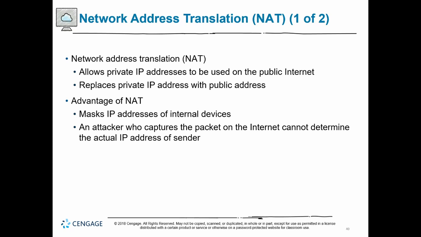Essentially, you have one public IP address, which will be the address that it looks like you're talking from, and everyone in your network will have a private IP address. No one from the outside can communicate with you based on your private IP address. An advantage of NAT is that it masks the IP addresses of internal devices. An attacker who captures a packet on the internet cannot determine the actual IP address of the sender.